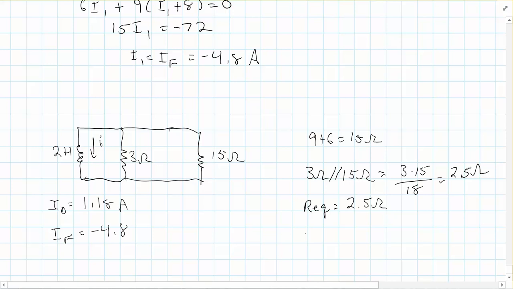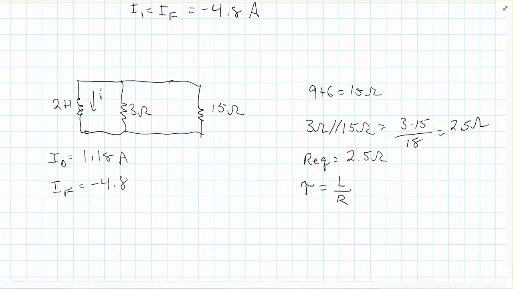And then I can simply figure out what tau is, because tau is just equal to L over R. So tau is, well, my L is 2 henries divided by, sorry, I spaced there for a second, divided by 2.5, which is 800 milliseconds.